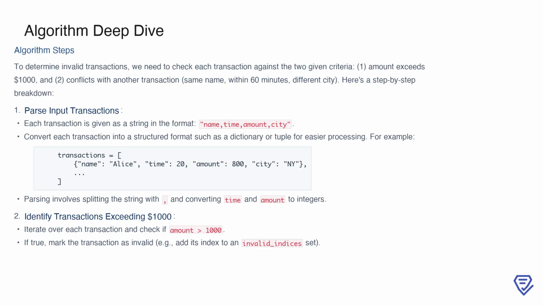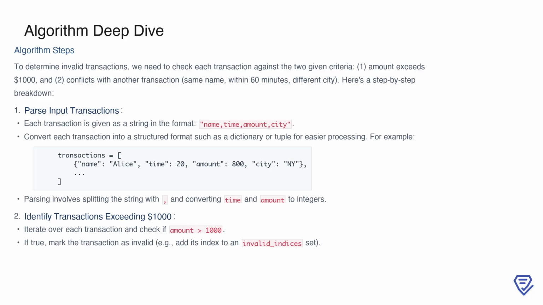Each transaction is provided as a string in the format name, time, amount, city. Our goal here is to convert these strings into a structured format, such as dictionaries or tuples, for easier processing. For example, a transaction like Alice, 2800, New York would be parsed into a dictionary with keys like name, time, amount, and city. This parsing process involves splitting the string by commas and converting fields like time and amount into integers for numerical operations.